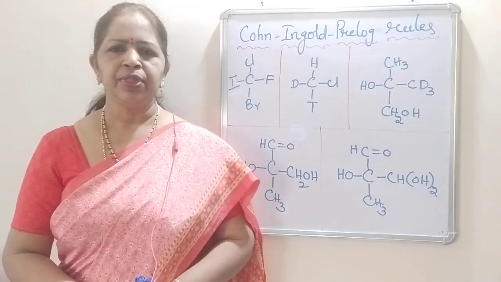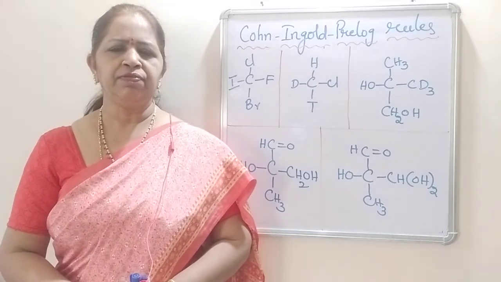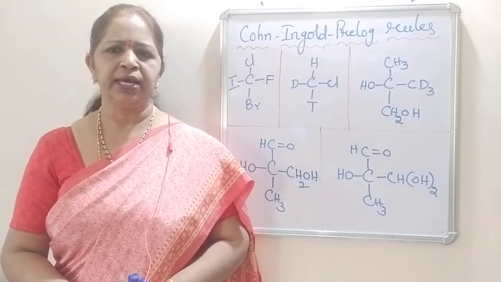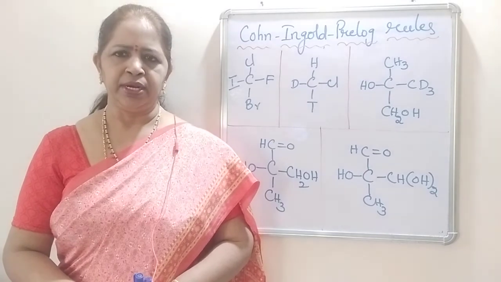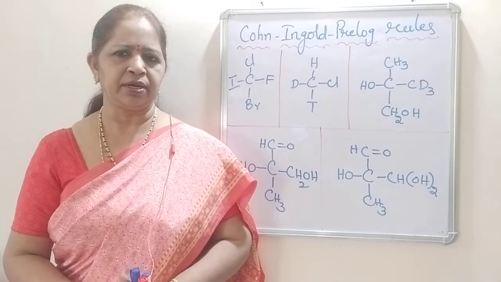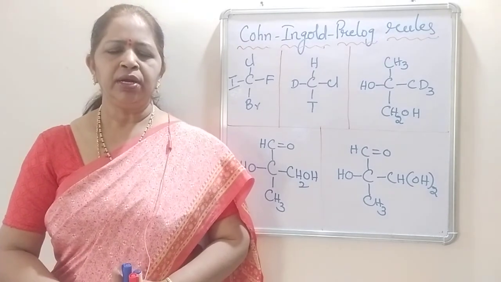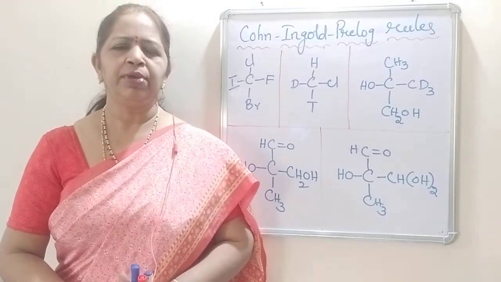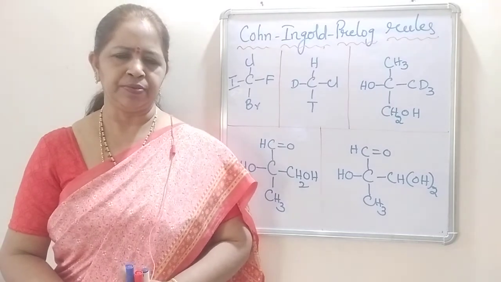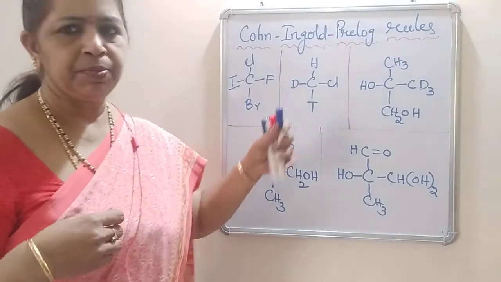Okay, students. The next rule is, if we cannot decide with the first atom, that means if identical atoms are present on the chiral carbon, we cannot decide. Then in that case, we have to see the next atom to which it is connected. And if a double bond or triple bond is present, that will be equivalent to 2 single bonds or 3 single bonds. All these rules, let us apply in these examples.